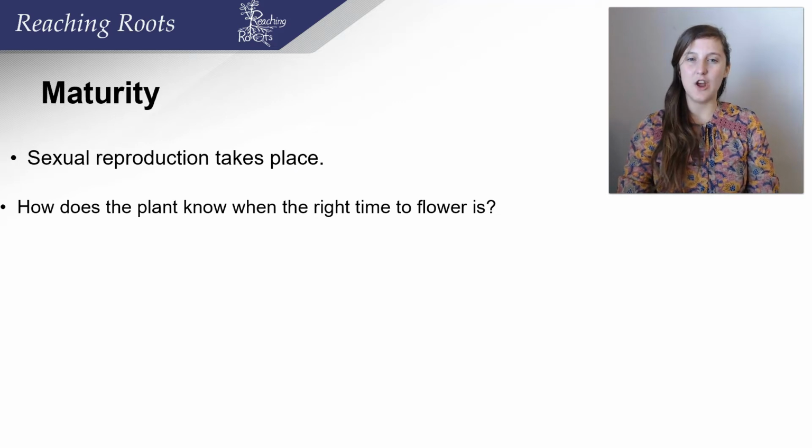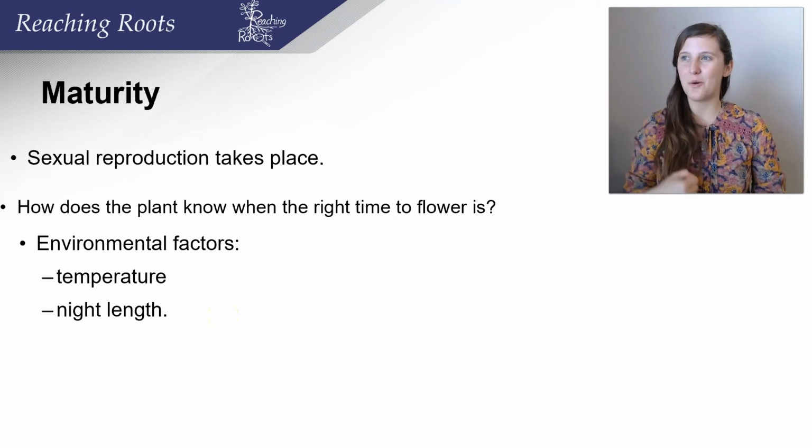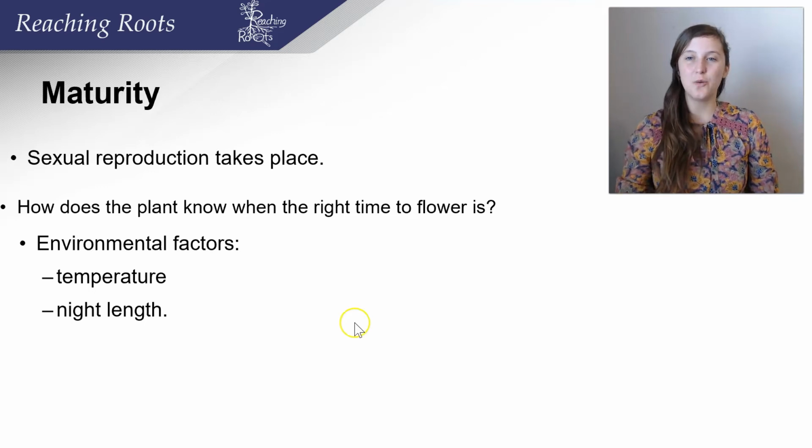How does the plant know when the right time to flower is? How does it know that it's old enough or it's a good season to start producing flowers? The plant doesn't really know what time it is or even the date, but what it does notice is the environmental conditions around it, such as temperature and night length. With just these two indicators, the plant can decide when the right time to flower is.